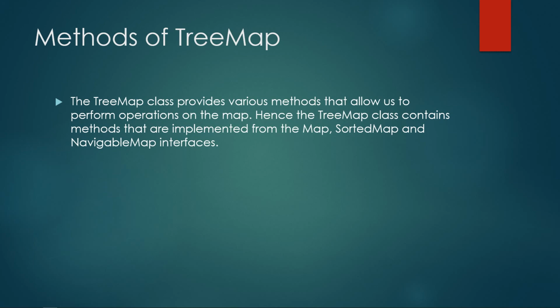So methods of the tree map. The tree map class provides various methods that allow us to perform operations on the map. Hence, the tree map contains methods that are implemented from the map, sorted map, and the navigable map interfaces. So there's nothing different from those three interfaces. All the same methods are implemented in the tree map class.